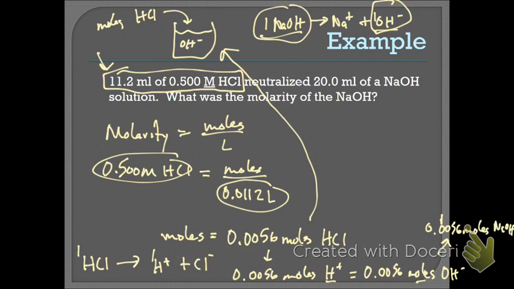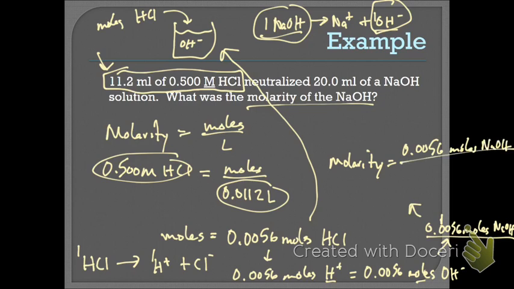So once you have that, it's actually pretty easy, because now I have the moles of NaOH. I want to figure out the molarity, so we'll use that equation one more time. Molarity equals, well, we know the moles, 0.0056 moles of NaOH, all over, and how many liters was this? It's 0.0200 liters. You've got to convert it, so divide by 0.02. So the molarity of NaOH is equal to 0.28 molar NaOH.